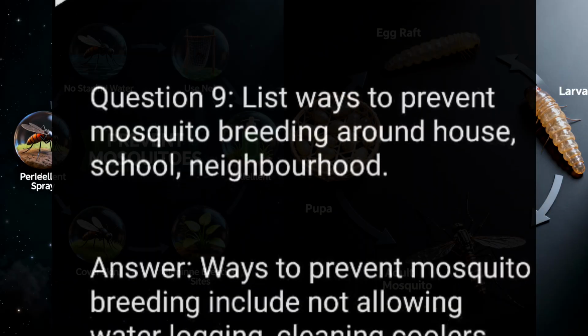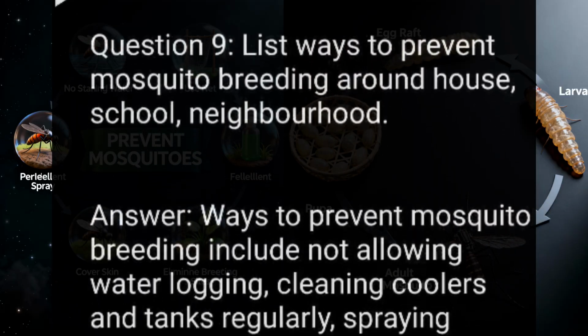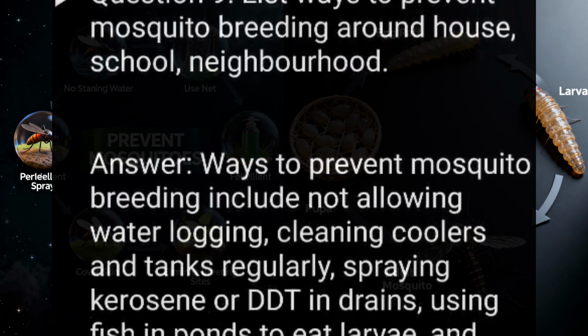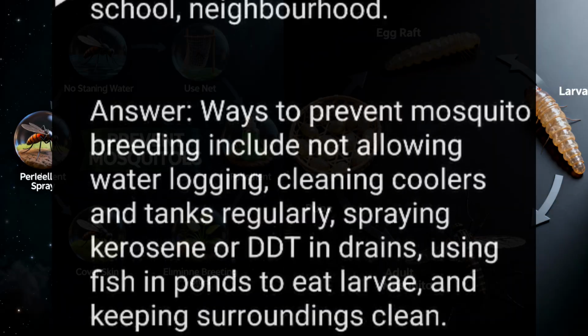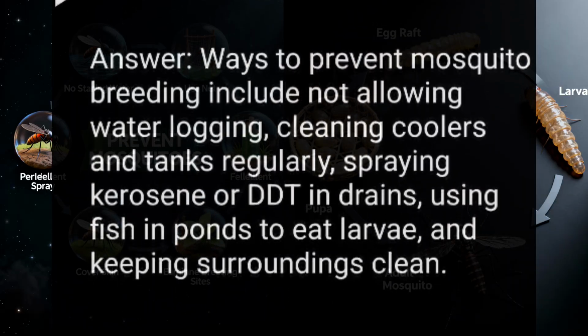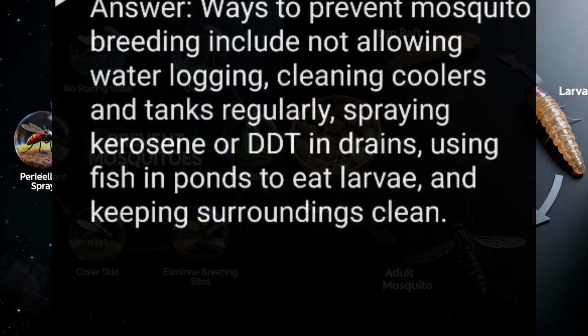Question 9. List ways to prevent mosquito breeding around house, school, neighborhood. Answer. Ways to prevent mosquito breeding include not allowing waterlogging, cleaning coolers and tanks regularly, spraying kerosene or DDT in drains, using fish in ponds to eat larvae, and keeping surroundings clean.